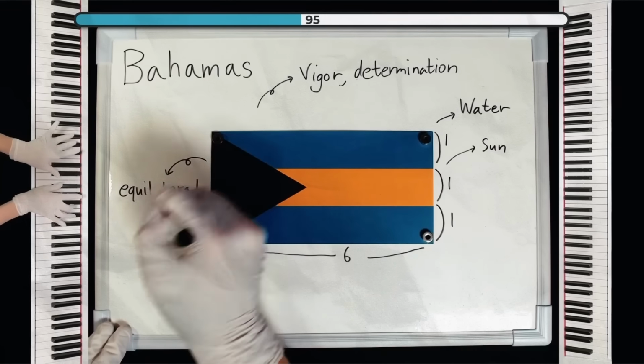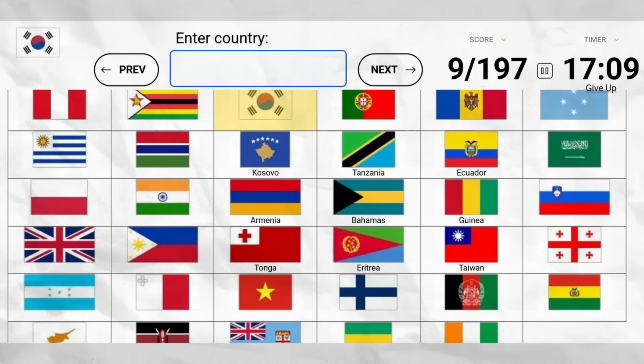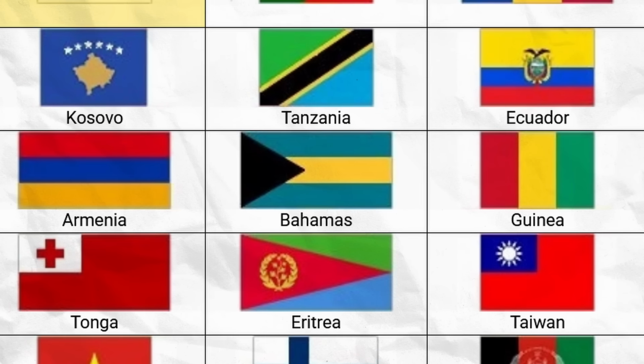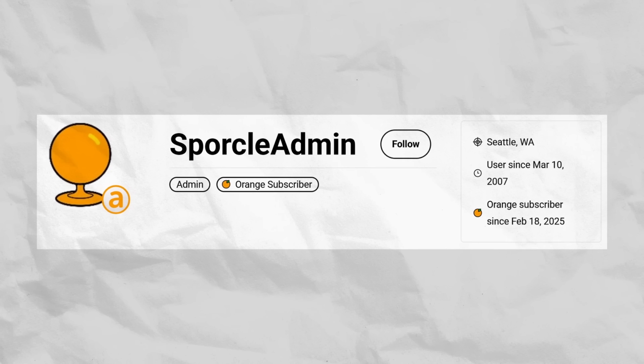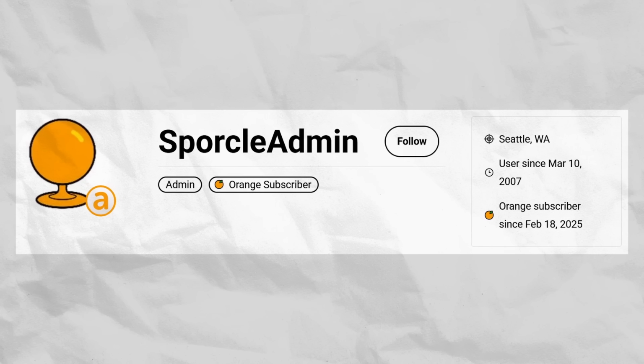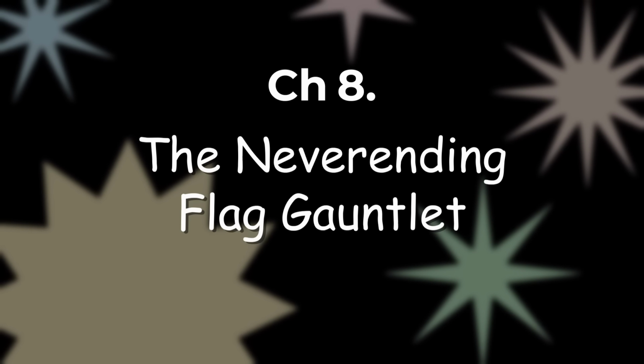Also, it shouldn't have been just Bahamas because the official name is The Bahamas. I entirely, completely, 100% blame Sporkle Admin for this mistake. So, hey, Sporkle Admin, here's how to say The Bahamas in the official language of the Bahamas. The Bahamas.